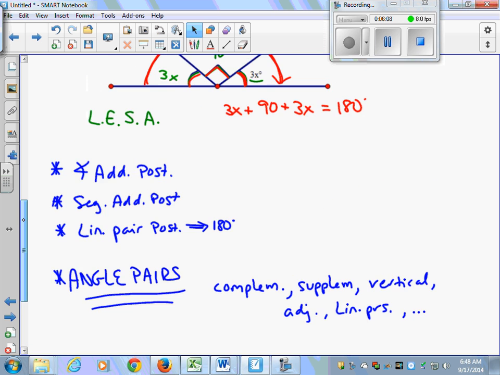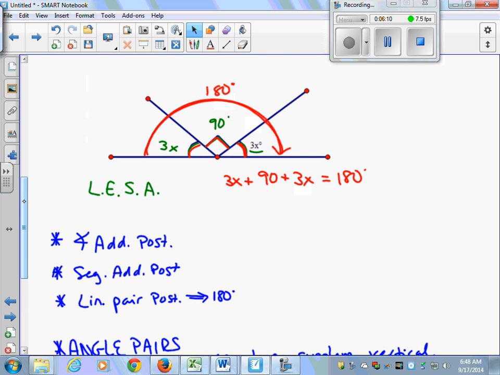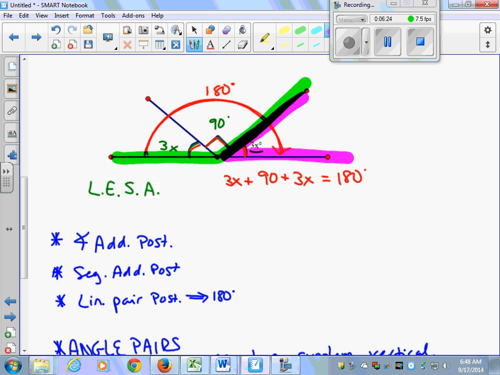Okay, if we look back at this diagram again, a linear pair in this diagram would be, say, this green angle and that purple angle. Together they would make a linear pair. They're also adjacent angles because they share a side. If I were going to name this, I would say angle ABC and angle CBD form a linear pair.